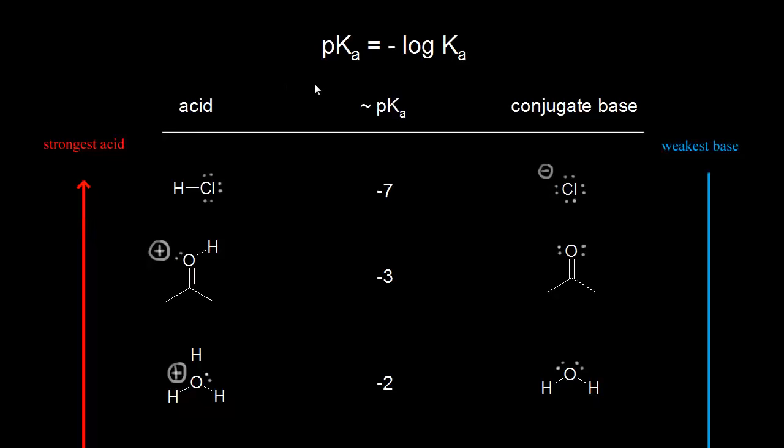Let's look at how to use a pKa table. Remember from general chemistry that pKa is equal to the negative log of the Ka, and the lower the pKa value, the stronger the acid. pKa values are used a lot in organic chemistry, so it's really important to become familiar with them.